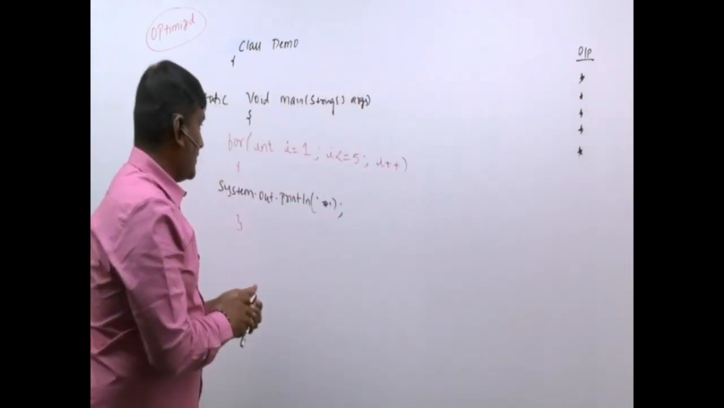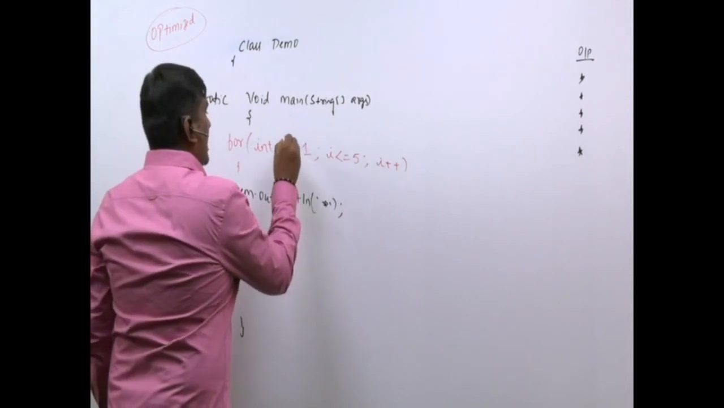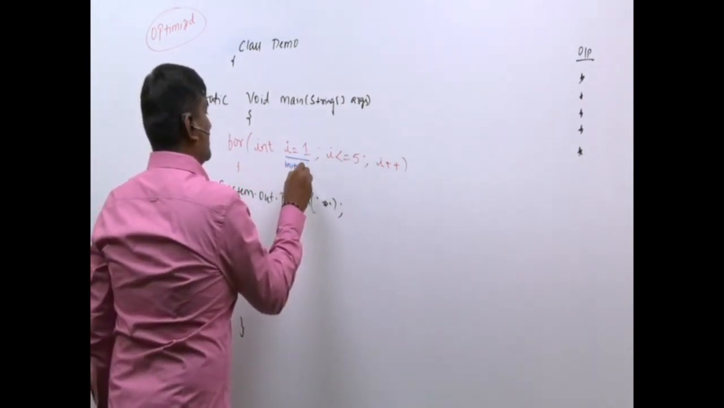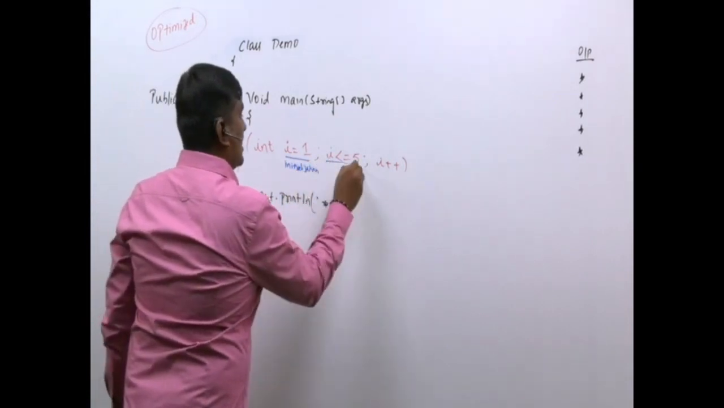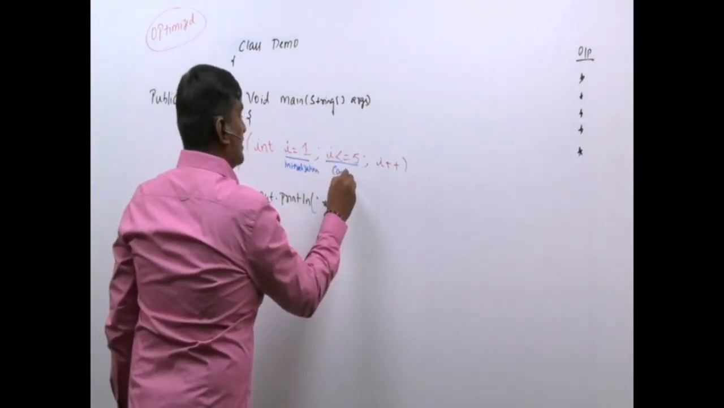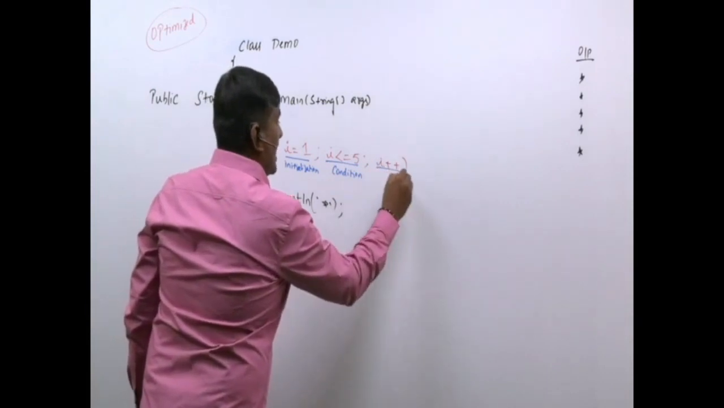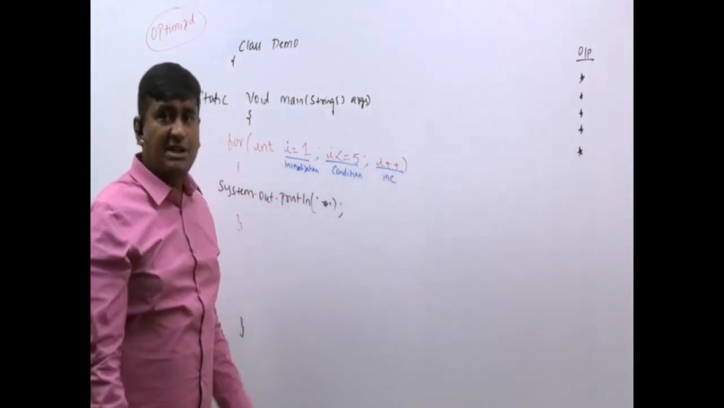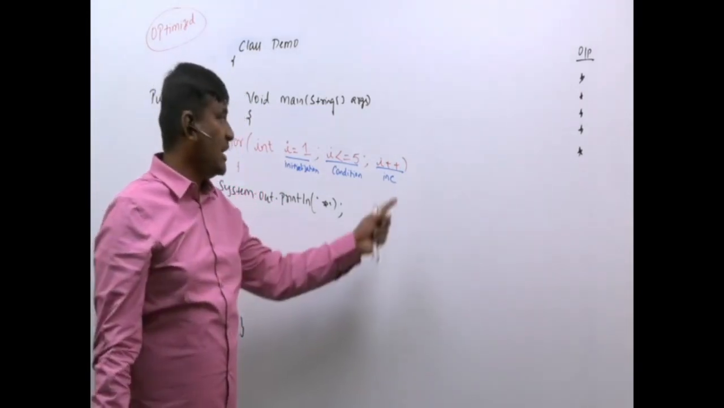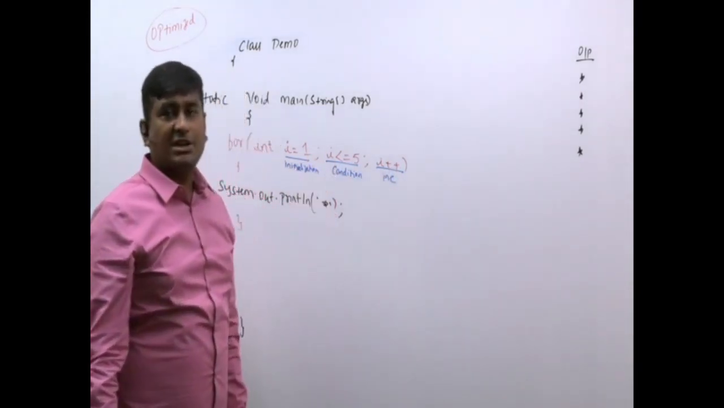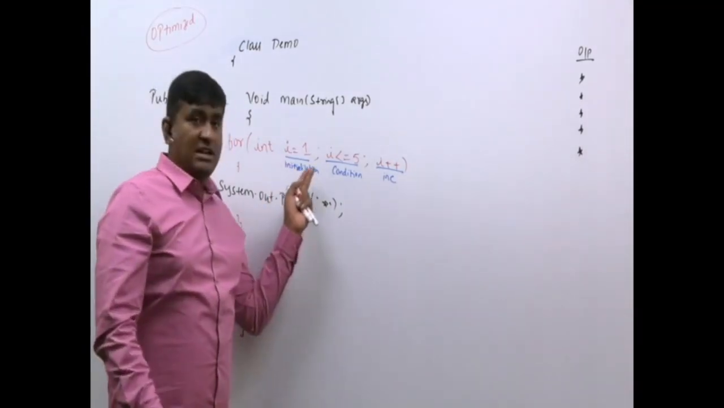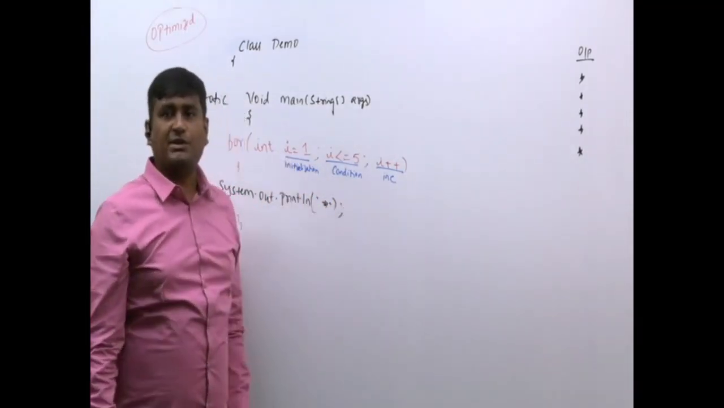Technically speaking, whatever you have written, this i equal to 1, we call it initialization. And i less than or equal to 5, whatever you have written in the middle, that is called the condition, and the last part will always be incrementation or decrementation. Plus plus means incrementation, minus minus means decrementation. So here I have written plus plus, hence it is incrementation. A for loop consists of 3 parts: initialization, condition, incrementation actually.